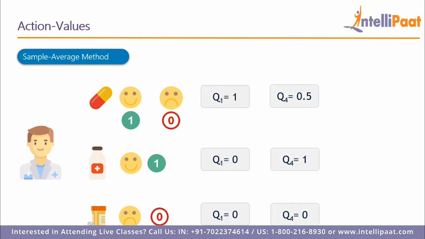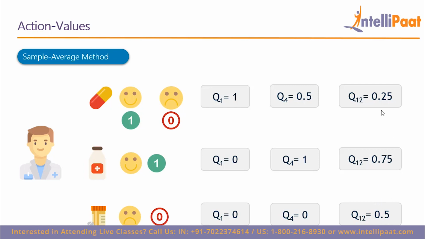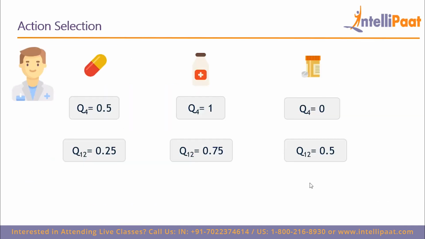So now if we calculate the action values up to this point, we'll get the following action values. And suppose we keep on doing different trials for the medicines, and then at the 12th trial we end up with the following action values. As you can see, the more trials we perform, the closer our action value estimates get to the actual action values.